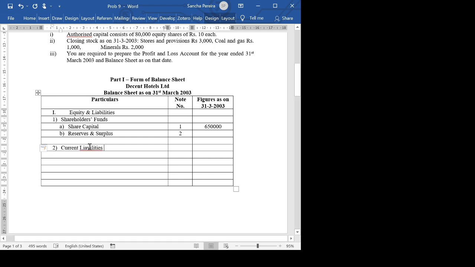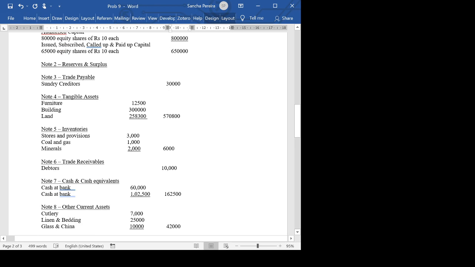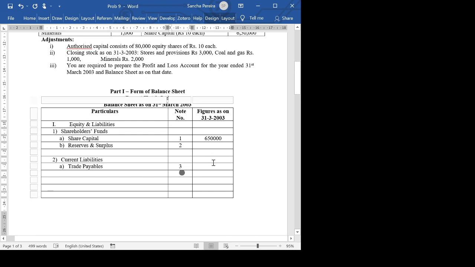And under current liabilities, I think we have just one item which is trade payables. Note 3. We'll just check it. Yes, we have just one item which is trade payables, sundry creditors, and the total of that is 30,000. That's it. So we will have to total this. I will just leave a line for the total once we get all the figures.